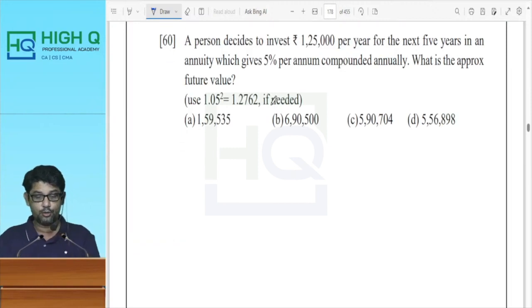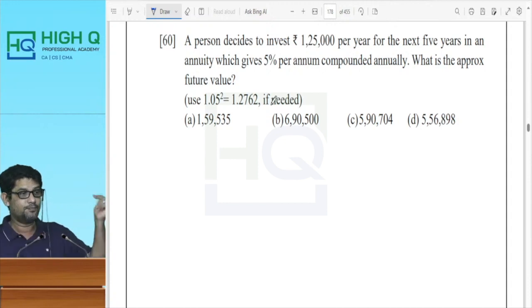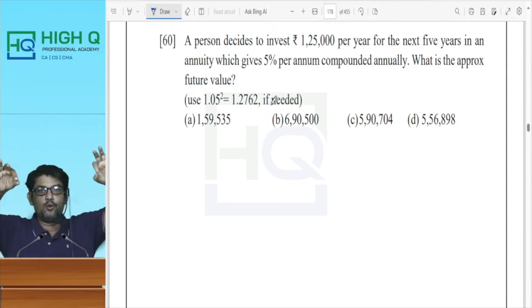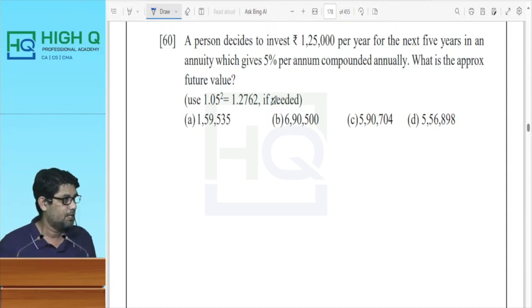I want you to do this. A person decides to invest 1,25,000 per year for the next 5 years in an annuity which gives 5% per annum compounded annually. What is the approximate future value? Fine, find out. I don't want you to touch the pen. I don't want you even to write anything in your notebook. Simply by looking at the numbers, take your calculator, get the answer. Just practice this, my dear.